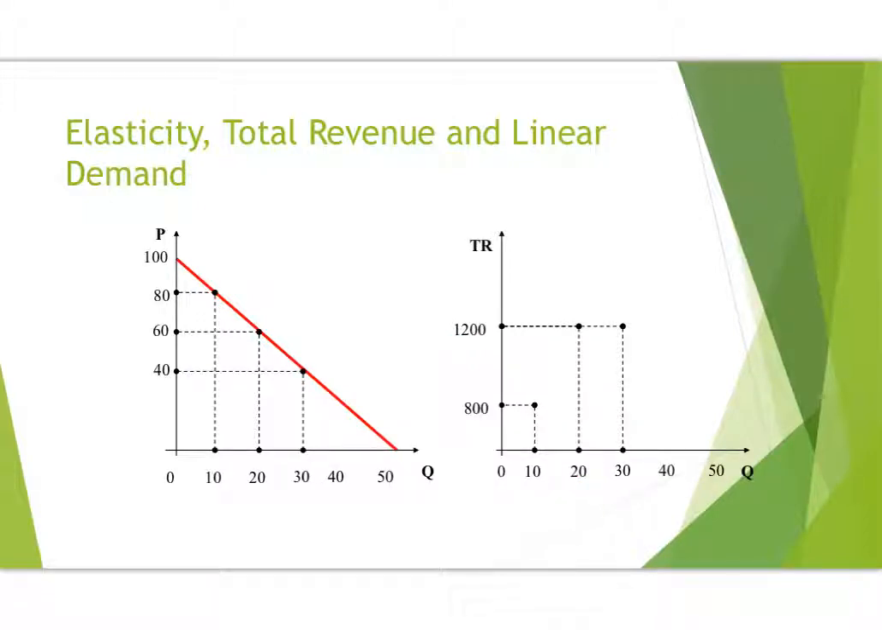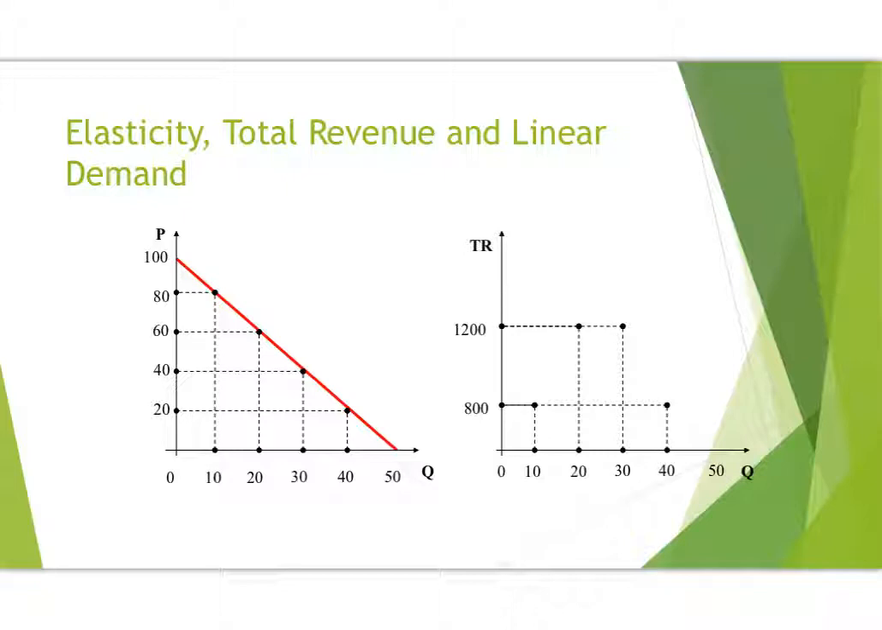Third point, at a price of 40, I sell 30 units. So that is also going to give me 1,200 in total revenue. And then finally, at a price of 20, I sell 40 units. So that's going to give me a total revenue of 800. Okay, so it's a nice linear demand curve. I'm just sticking with the same slope here.